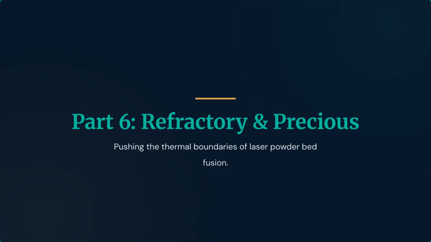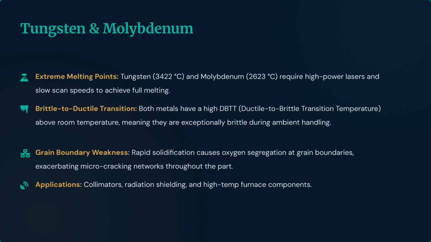In this next section, we look at refractory and precious metals. We will explore how to push the thermal boundaries of laser powder bed fusion with these exotic materials. Tungsten and molybdenum have extreme melting points and unique brittle-to-ductile transition temperatures, which necessitate specialized processing techniques for radiation shielding and furnace components.